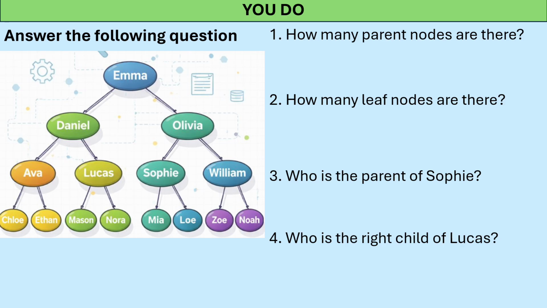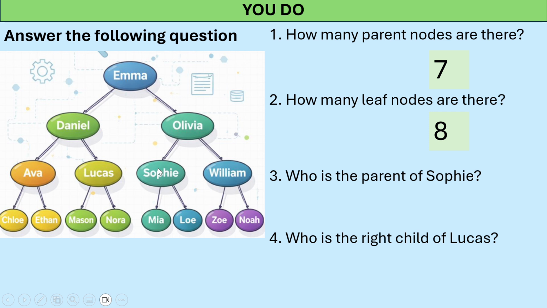How many parent nodes are there? Now we have Emma, Daniel, Olivia, Ava, Lucas, Sophie, and William. So there are 7 parents. How many leaf nodes are there? Our leaf nodes are the ones with no children. So Chloe, Ethan, Mason, Laura, Maya, Loy, Zoe, Noah. So we have 8.